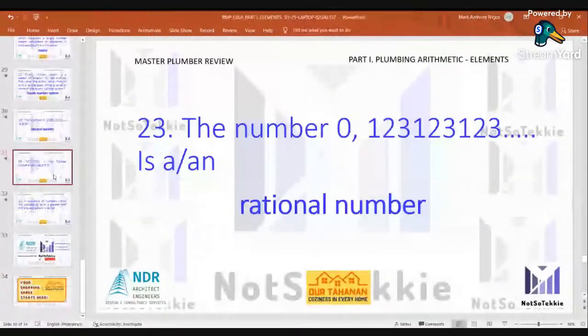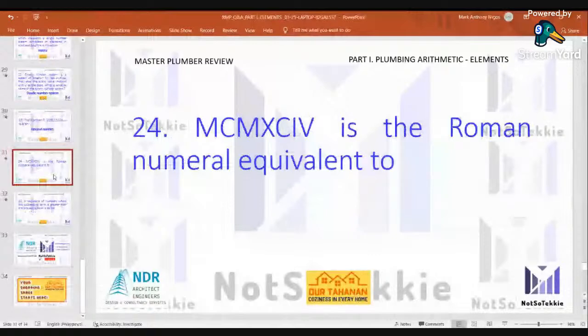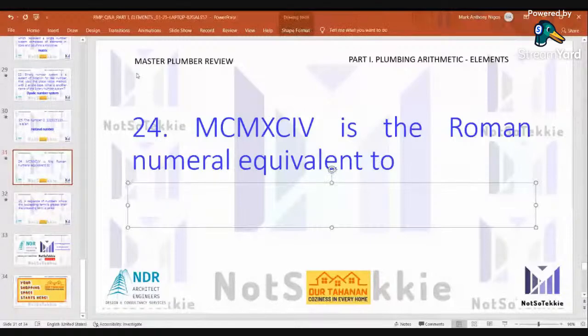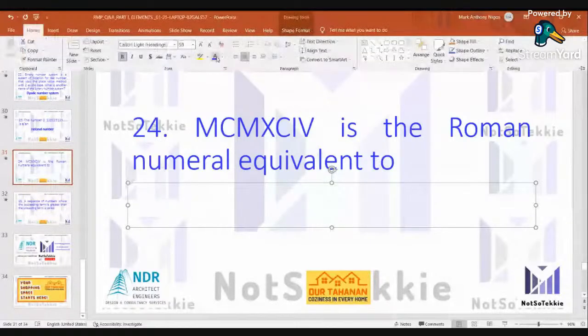Number 24. MCMXCIV is the Roman numeral equivalent to what? The answer is 1994. M is 1000, CM is 900, XC is 90 and IV is 4. Yan, 1994 siya. Mga nakakalimot, remind ko lang.